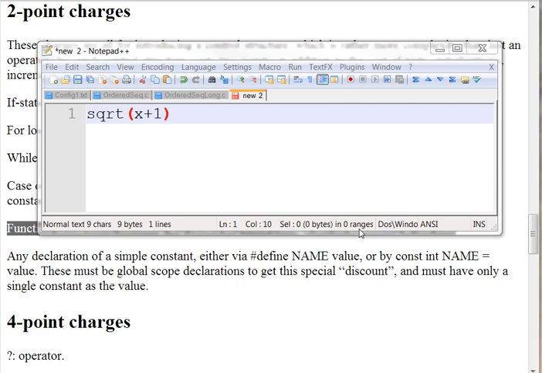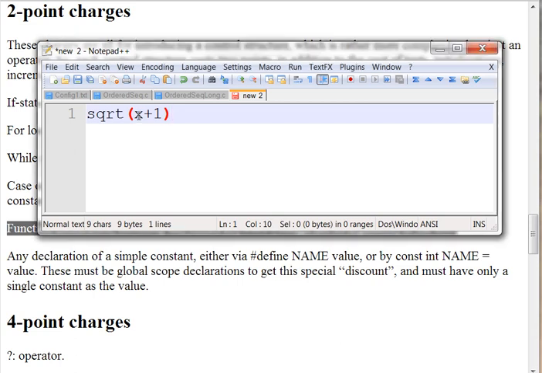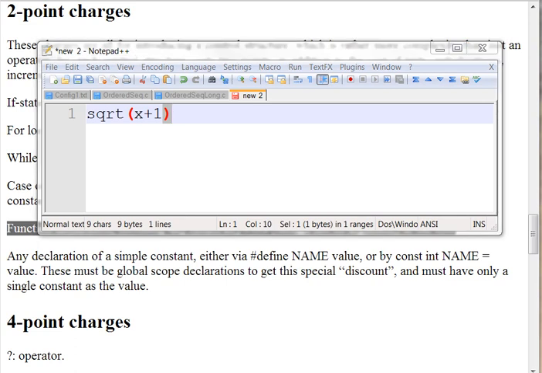Coming back from a pause, the x plus 1 costs 3 points. The use of the function name square root, that's a variable, costs another. And the parenthesis function call operation, and remember that is an operation, adds a 5th point. So 5 points.